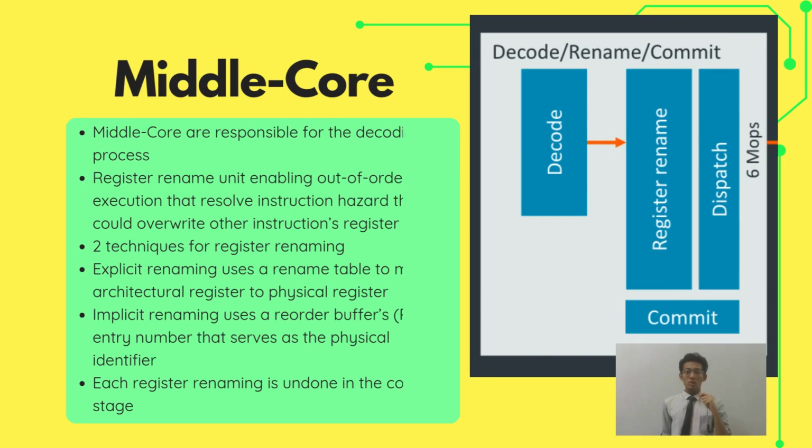Now, the middle core. It is responsible for every decoding process. After the instructions are decoded, the register rename unit will enable the out-of-order execution to resolve the instruction hazard that could override another instruction's register. There are 2 techniques for register renaming. First, the explicit renaming, which uses a rename table to map an architectural register to a physical register. The other technique is the implicit renaming. The implicit renaming uses a reorder buffer (ROB) that tracks the value of each architectural register. The ROB entry number acts as the physical register identifier. Each register renaming will be undone in the commit stage.